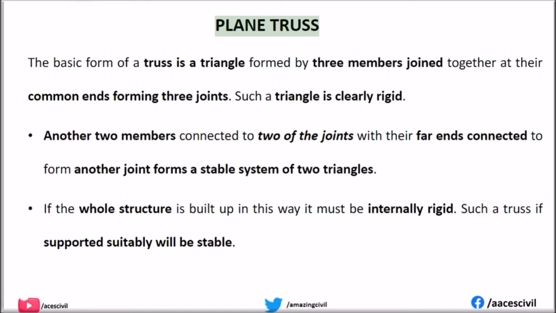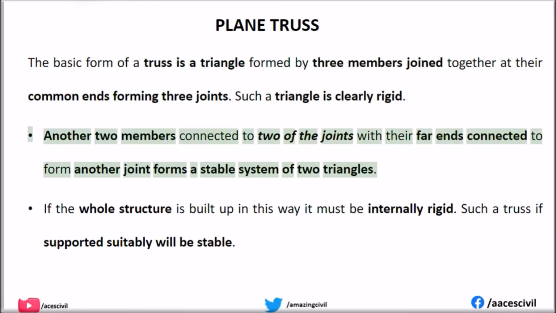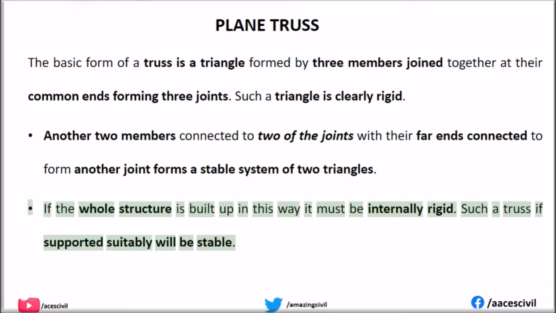Plane truss. The basic form of a truss is a triangle formed by three members joined together at their common ends, forming three joints. Such a triangle is clearly rigid. Another two members connected to two of the joints with their far ends connected to form another joint forms a stable system of two triangles. If the whole structure is built up in this way, it must be internally rigid. Such a truss, if supported suitably, will be stable.